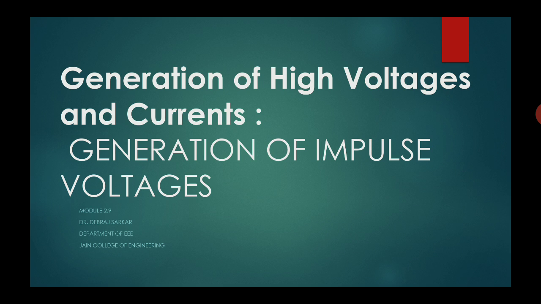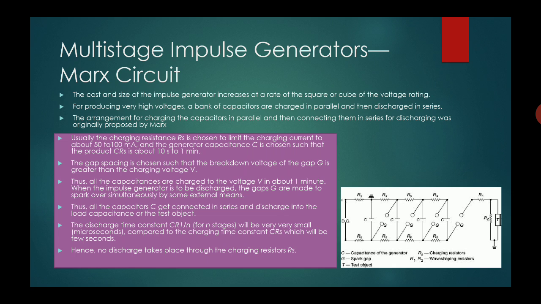We are continuing with the topic generation of high voltage and currents. In this class, we'll be talking about generation of impulse voltages. In the previous class, we have seen the basics of the definition of an impulse and the circuits that produce impulse voltages. Now we'll be talking about a special circuit called the Marx circuit. It is a multi-stage impulse generator. The circuit is given on the right hand side bottom.